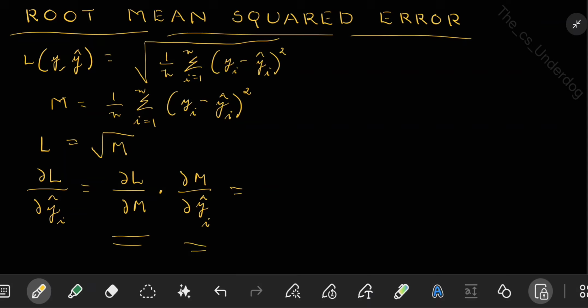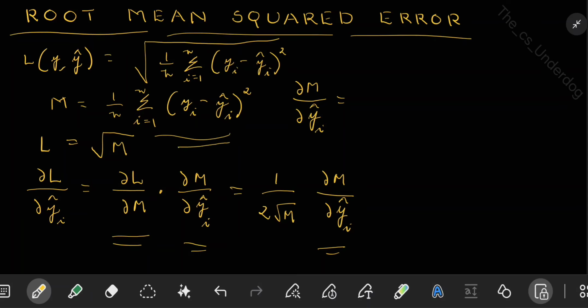So the first term, you know, it is 1 by 2 root m. So you can write this as 1 by 2 root m into del m by del yi cap. Next term is del m by del yi cap. If I do this, what will I get? M is this term. If I differentiate, it will be 1 by n, which we can take outside, then it will be yi minus yi cap the whole square.